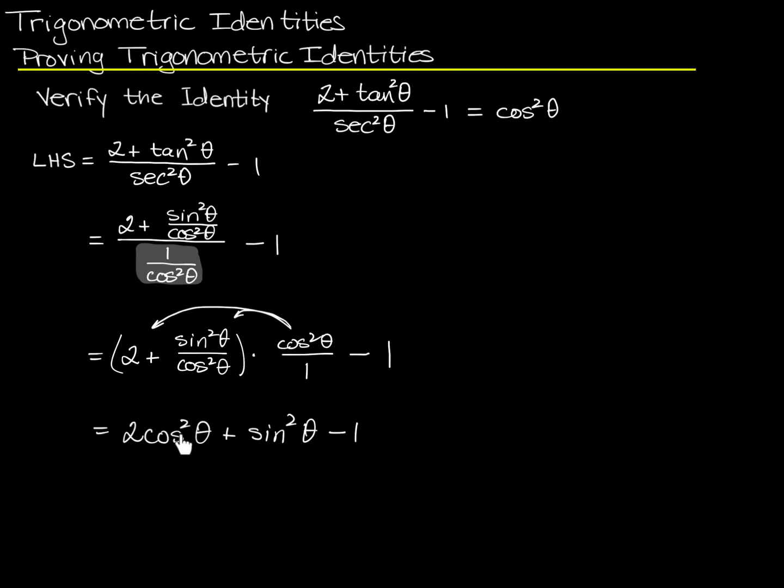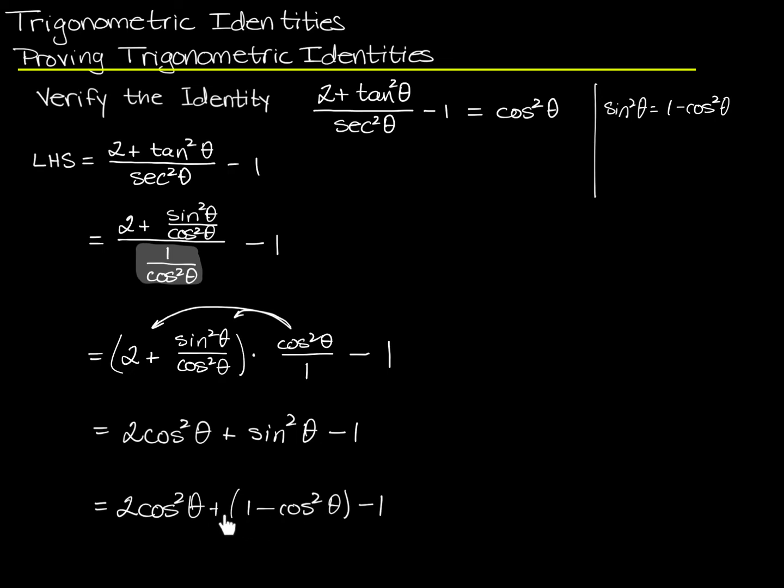Now I have an expression that has cosine squareds and sine squareds in it. And it might be possible to combine these if they're both either sines or cosines. So let's think about rewriting sine squared as 1 minus cosine squared. That means that line above there is equal to 2 times the cosine squared of theta plus sine squared can be written as 1 minus cosine squared. And then I have my minus 1.